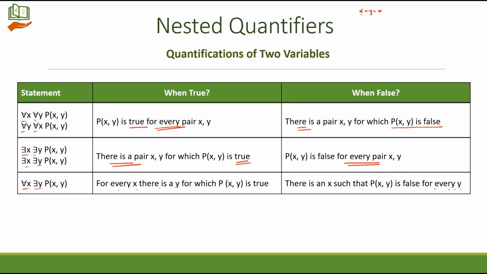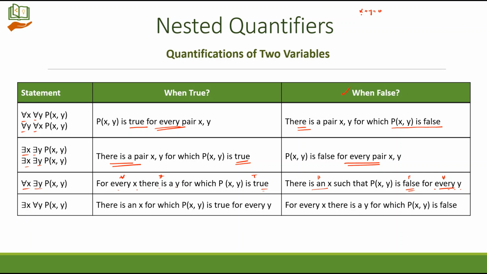The false criteria will be there is an x for every y, but the answer here will be false. For all is here, existential is here, and here we have true. Just the reverse: here we have existential, here we have for all, and here we have false. Now let's see the other order.